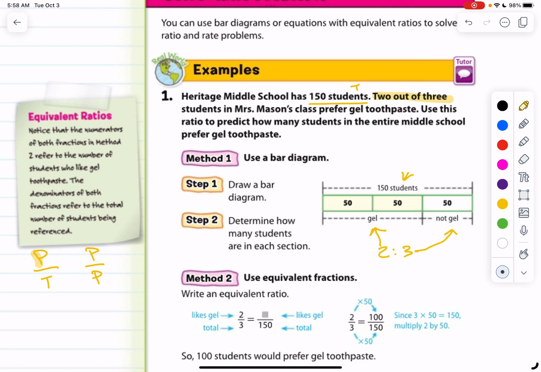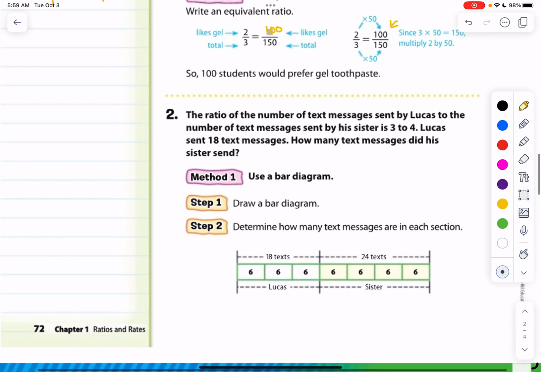So if we want to know about how many students are going to say they prefer gel, we could just section off the 150 students, which they chose a tape diagram because it's pretty simple to see that that's 50, 100, 150, right? So 2 parts of 50 students, that would be 100 students that prefer gel toothpaste.